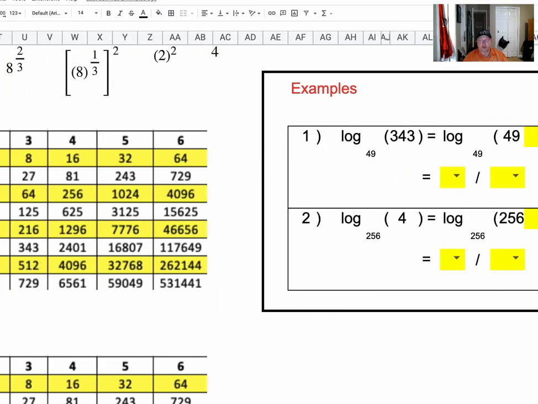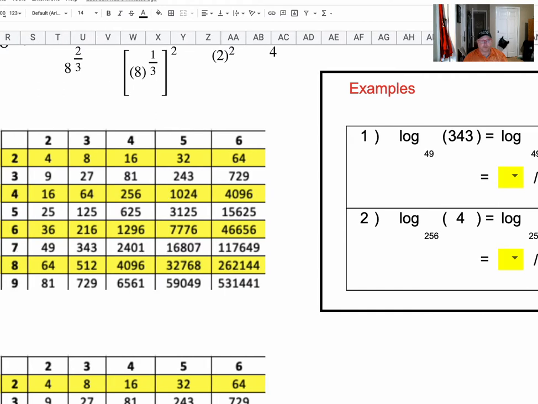And I have to think about what I can do. What exponent can I put on 49 to make 343? Remembering that I want to get a common base of 49. So I need to have a base of 49 to represent 343. Well, first thing I have to do is find 343 on here. There it is. Okay, 343.